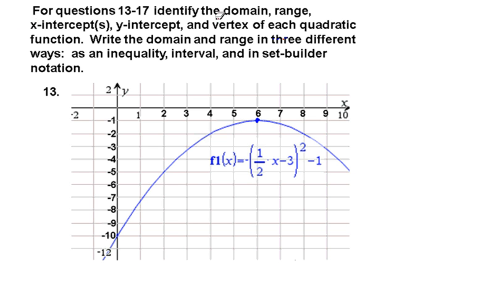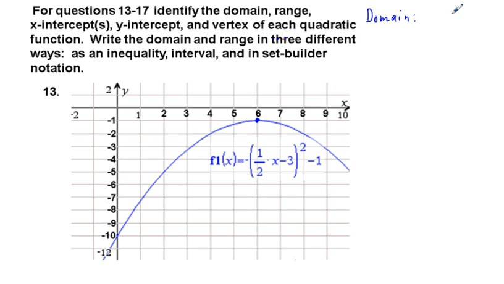For questions 13 to 17, identify the domain, range, x-intercept, y-intercept, and vertex of each quadratic function. Write the domain and range in three different ways: as an inequality, interval, and in set builder notation. And so what I'm going to do first is the domain and range. So domain, and I'm going to use inequality notation first.